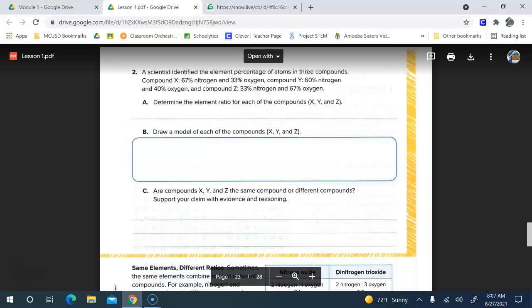Now let's look at Y. So Y is 60% nitrogen and 40% oxygen. So each of these have a common multiple of 20. So if we're factoring this out by 20, 60 divided by 20, we have 3. 40 divided by 20, we have 2. So the ratio for Y is 3 to 2. Then you just draw a couple lines in here and draw X, Y, and Z.